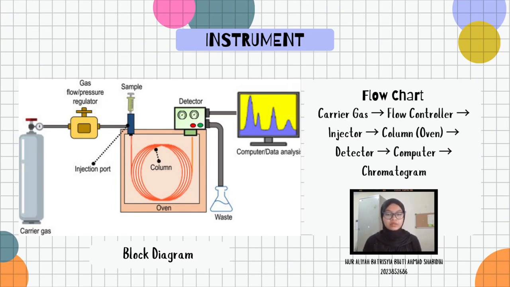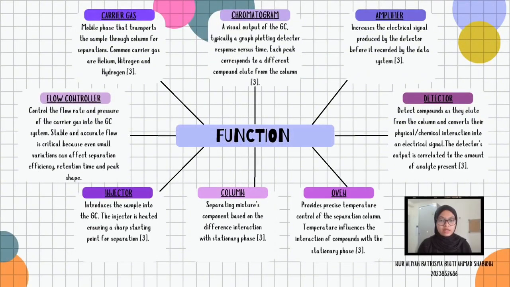The column remains in the oven as the sample moves through it. Once the components exit the column, they flow directly into the detector. The detector receives the separated components one by one. The signal from the detector is then sent to the computer for processing. Finally, the result is displayed as a chromatogram on the computer screen, showing the output of the analysis. This is the function of the instrument for gas chromatography.